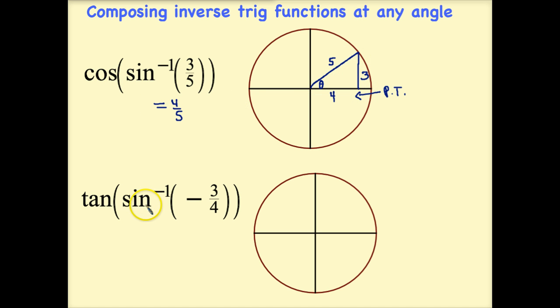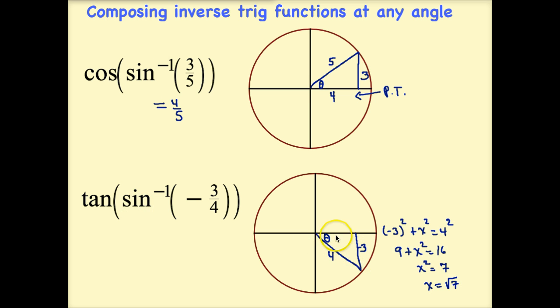How about the second one? Pause the video and see if you can sketch this out and solve to find the tangent of this angle. Well, here's what I got. We want the inverse sine of the exact value of negative 3/4. Since it's negative, we're down here in quadrant 4. If I sketch it out, opposite over hypotenuse, I know the opposite here is going to be negative because I'm dropping into the negative for y.